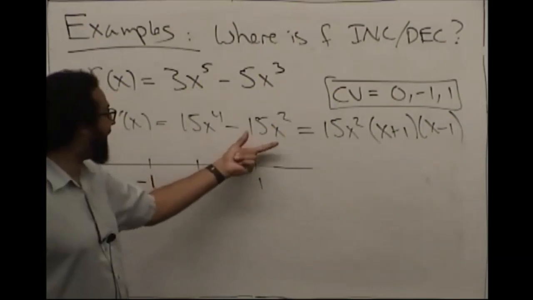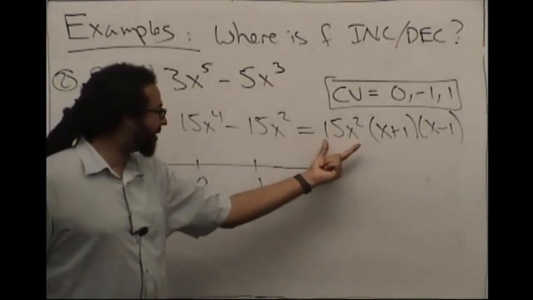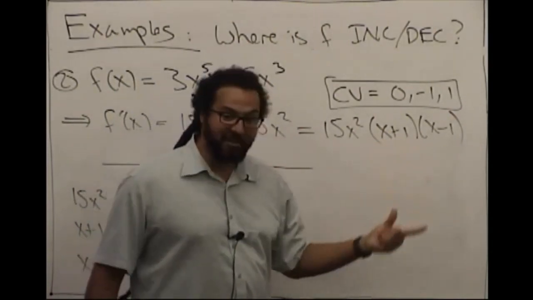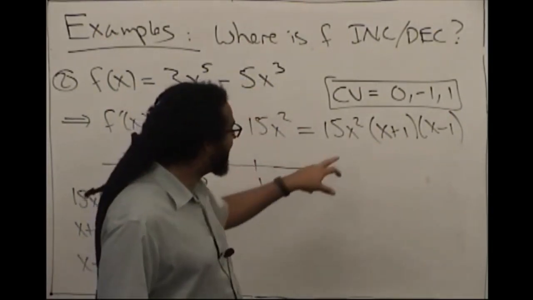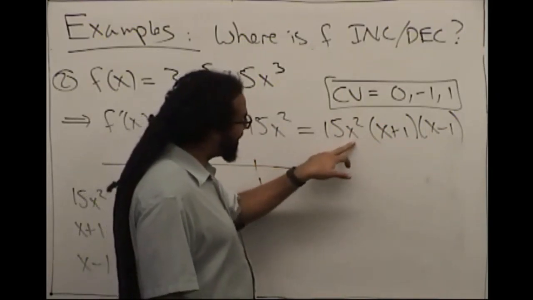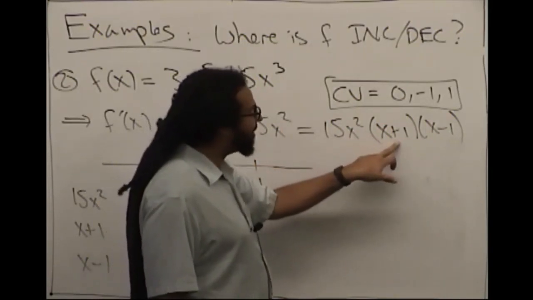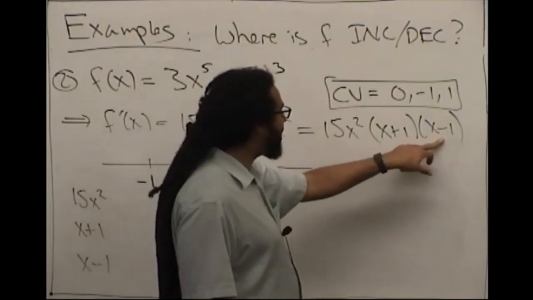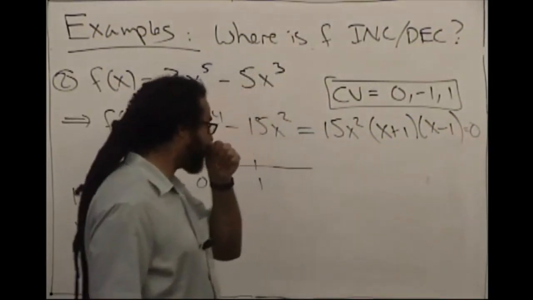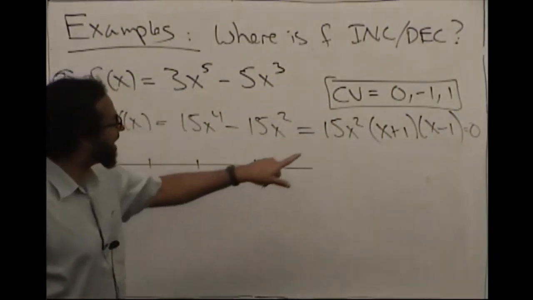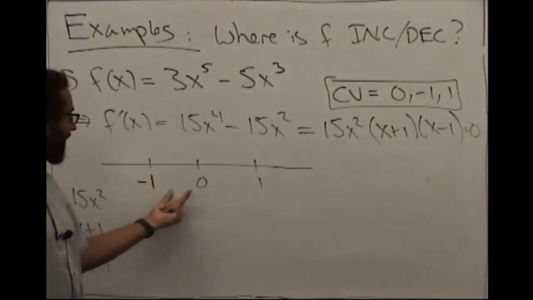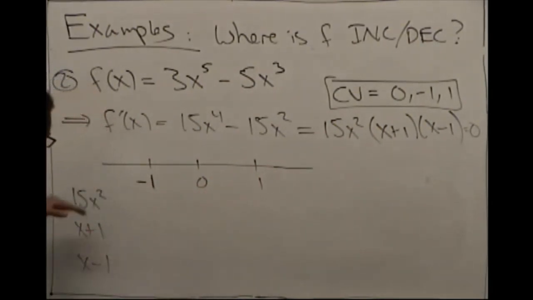And now you can factor a 15x squared out. You'll be left with x squared minus 1, and that's going to factor as x plus 1 times x minus 1. So just by inspection, you can see that the critical values will have 1 at 0, we'll have 1 at negative 1, and we'll have 1 at positive 1. This is where the derivative is equal to 0, by the way. And so I'm going to take these critical values and plot them in order on a line. So negative 1, 0, and 1.